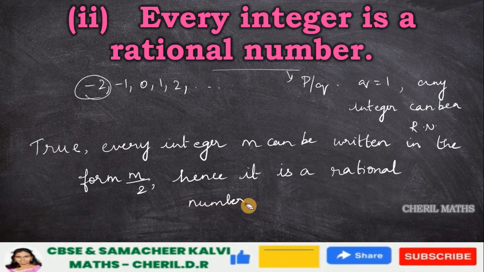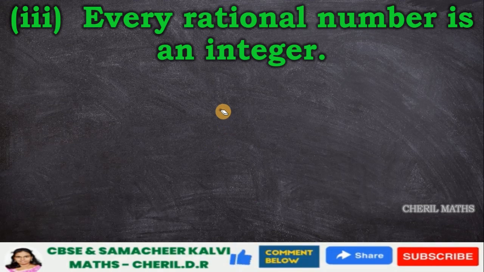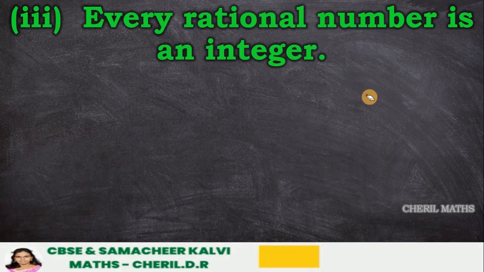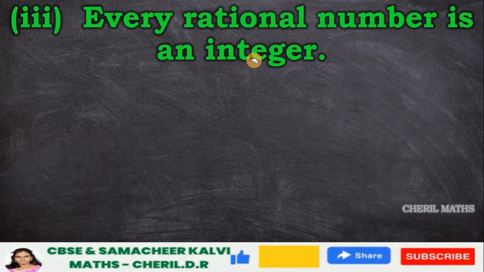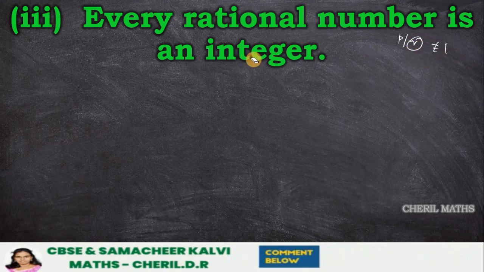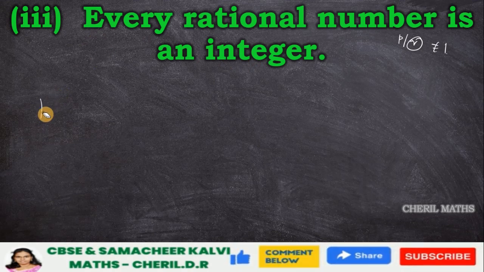So now coming to the last question. Every rational number is an integer. Just now we saw that every integer is a rational number. Yes, that is possible. But is every rational number an integer? No. That is possible only when q is equal to 1. If we have a rational number of the form p by q, where q cannot be equal to 1, then you cannot say it is an integer. So this statement is going to be false.